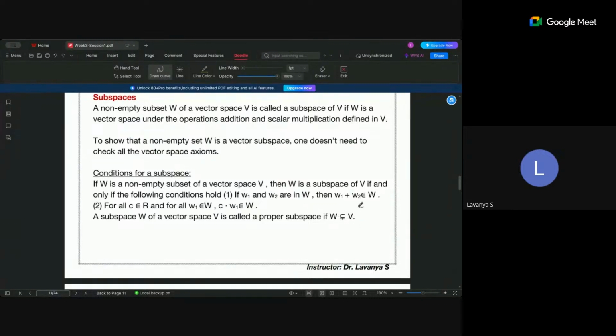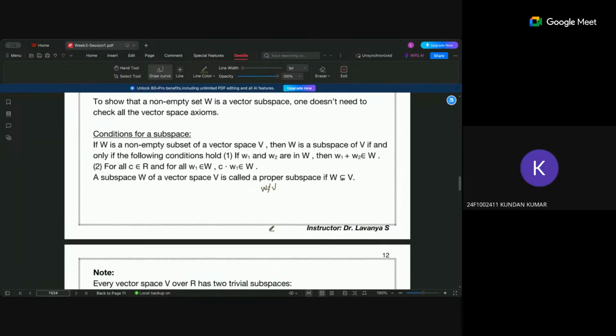A subspace W of a vector space V is called a proper subspace if W is properly contained in V. You know what proper is, right? It means it is not equal to V, not all elements are present there. So proper means your W is not equal to V. That's all.